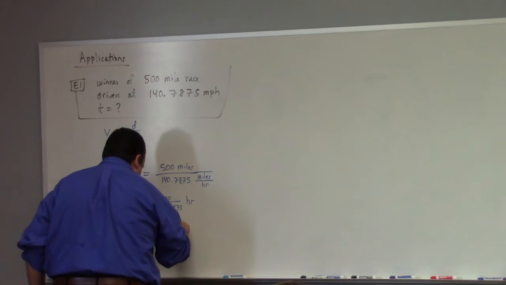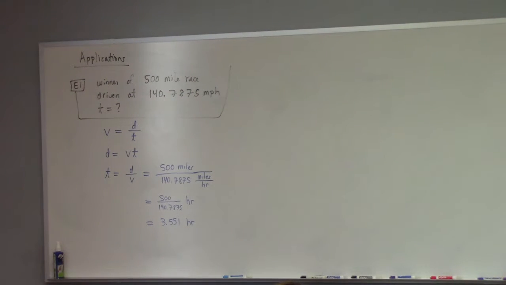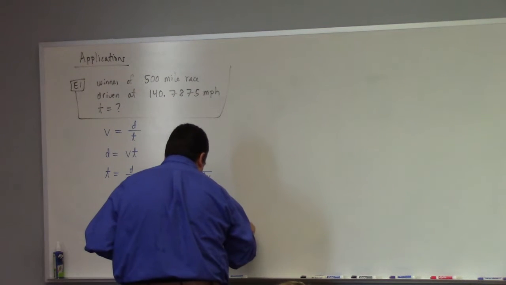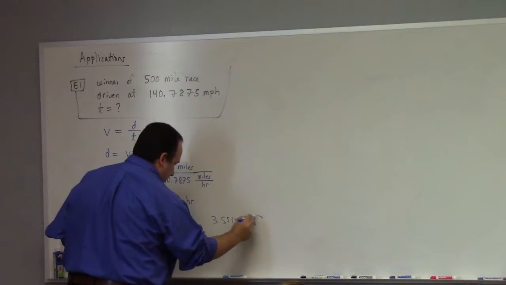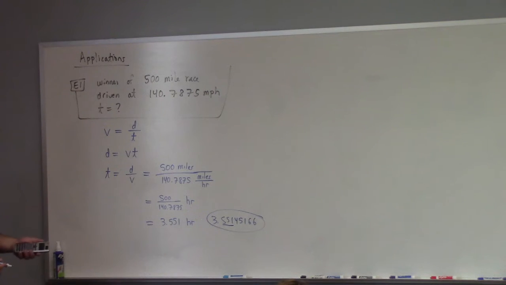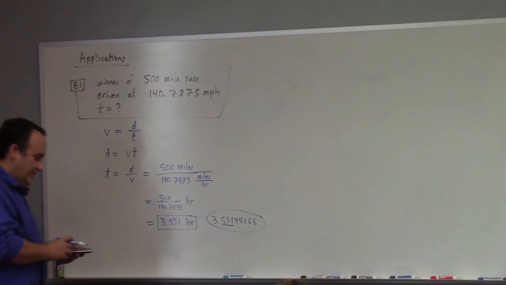Did anybody try it? It says round to the nearest thousandth. What happens if you actually divide 500 by 140.7875 anyway? Let's try. Say that again. 3.55 what? 166. Okay, so if we take this number and we round it to the thousandth place, we keep the 1, right? Because the next number is 4, so we don't round up, right? So there it is. To the nearest thousandth. There you go. So that's example 1.